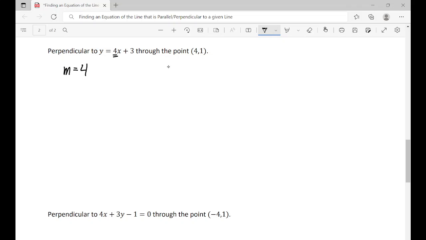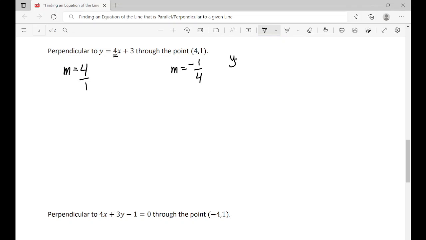Well, like I said, we take the slope that we are given, which is 4, and we're going to flip it. So this is essentially 4 over 1. So we can call this 1 over 4. And then we change the sign from positive to negative. So here is our point, and here is our slope. Now we can plug it into our formula.